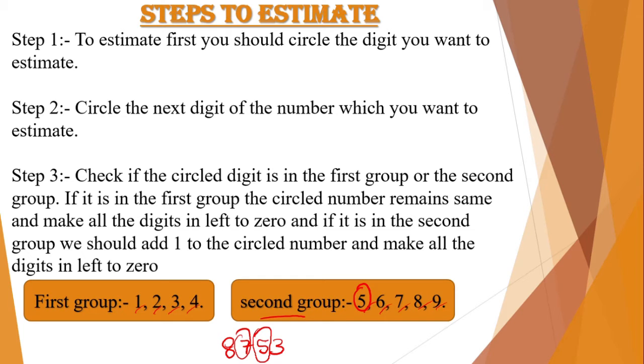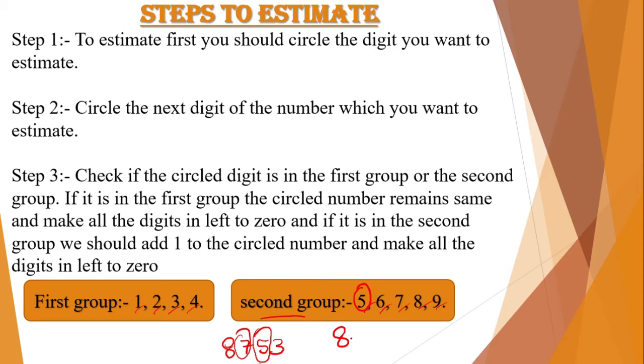We should just make 5 and 3 to 0. But here you can see that 5 is in the second group. So we should add 1 to 7. So 7 plus 1 is 8. Here 8 will stay as it is because it's on the right side. Right side numbers, we are not making any changes to. So 8 is on the right side and 3 is on the left side, so only 3 we'll make 0. But 8 here is on the right side, so we will leave it as it is.